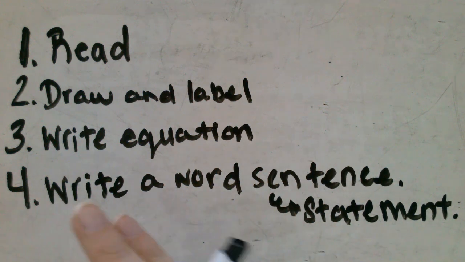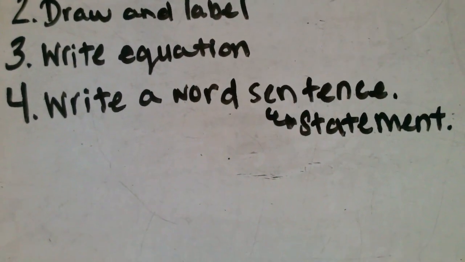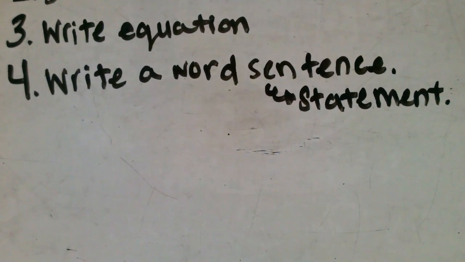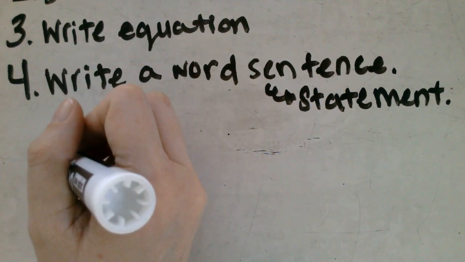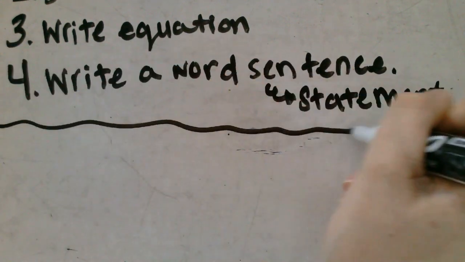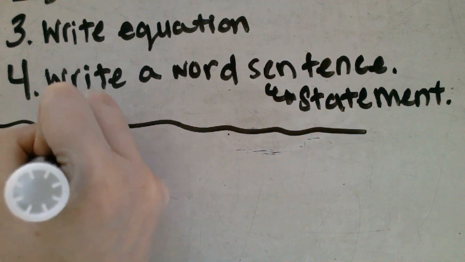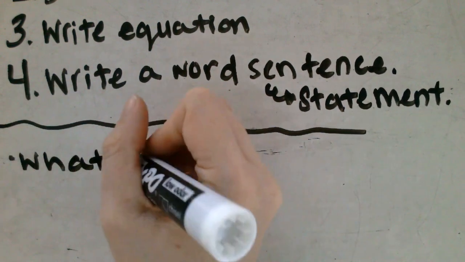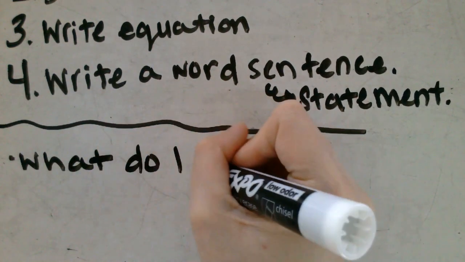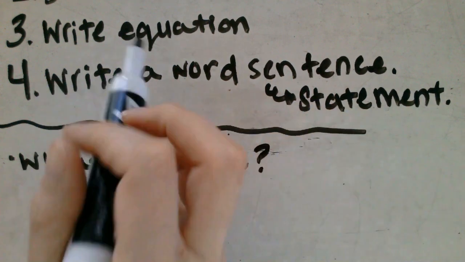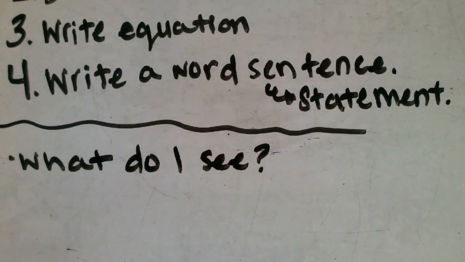If we're not sure how to approach these things, we can ask ourselves a few questions. Some of the questions, and I'm just going to slide my whiteboard up, don't erase anything. Some of the questions that we can ask ourselves are, what do I see? So take some time and look at that picture that you drew and labeled. What parts are missing? What specific information were you given in the problem that you know you already have?